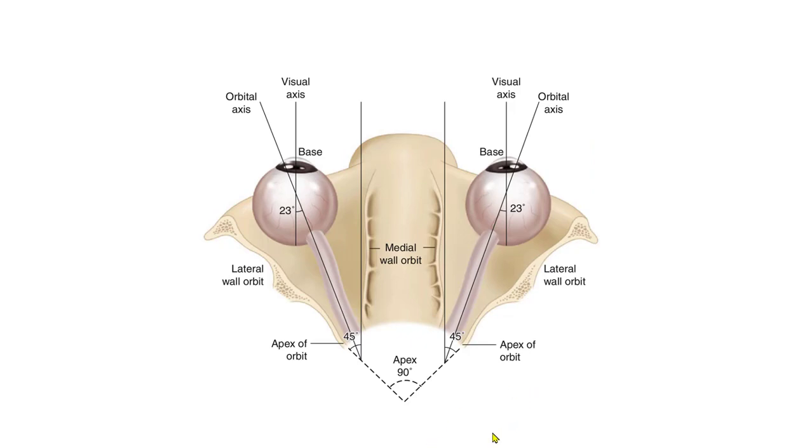The line axis of each orbit passes backwards and medially. The medial walls are parallel to each other at a distance of 2.5 centimeters, but the lateral walls are set at right angles to each other. The axis passing through the centers of the anterior and posterior poles of the eyeball is known as the visual axis. It makes an angle of 20 to 25 degrees with the orbital axis.